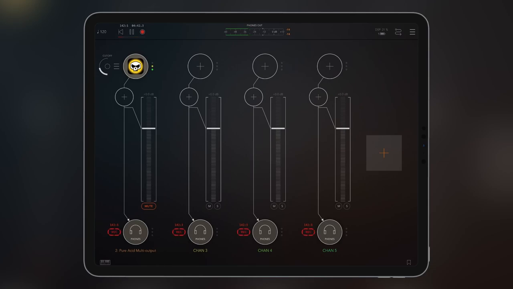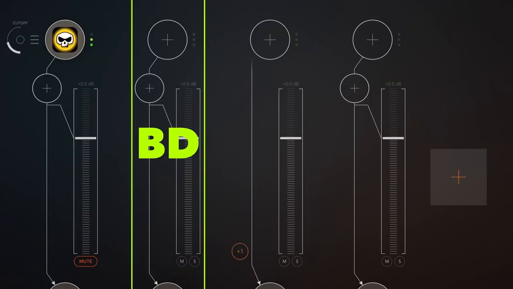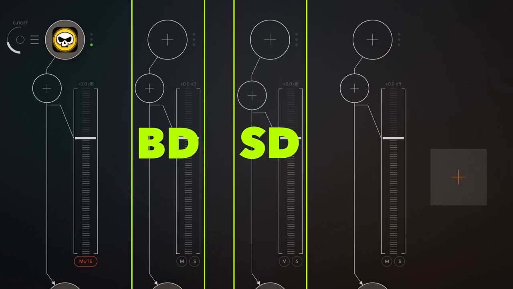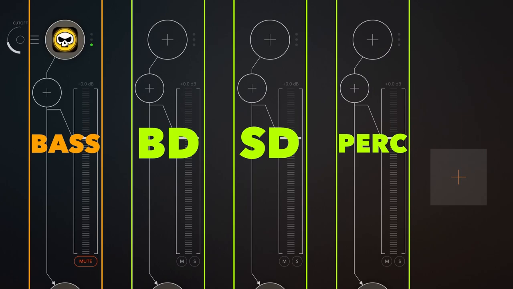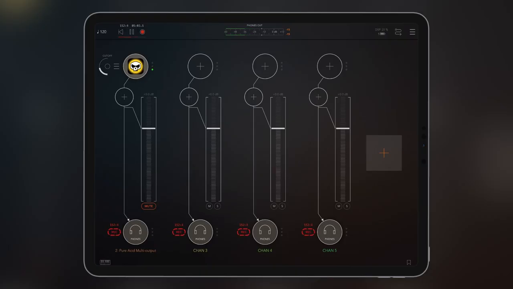So what we wanna do is to send out the bass drum over here, the snare drum over here, and all of the other percussion to this channel over here. We also want the bass line to send out its sound over here. So let's begin by preparing this multibus system.